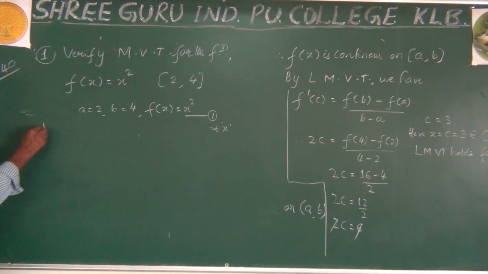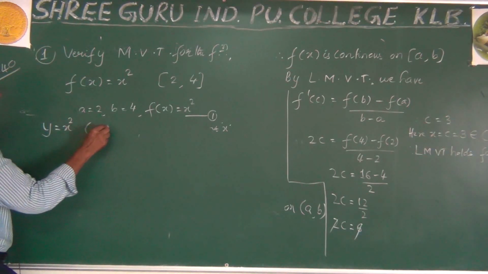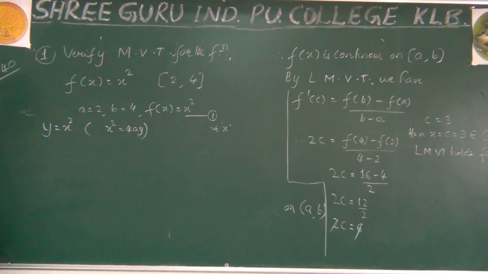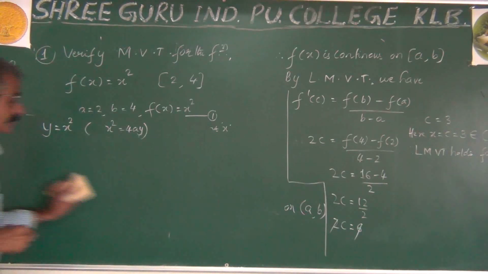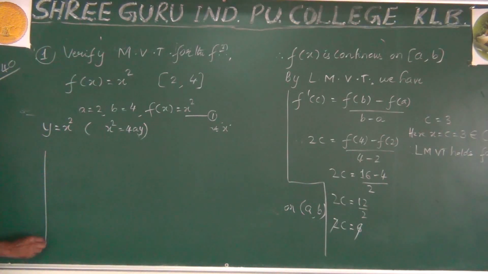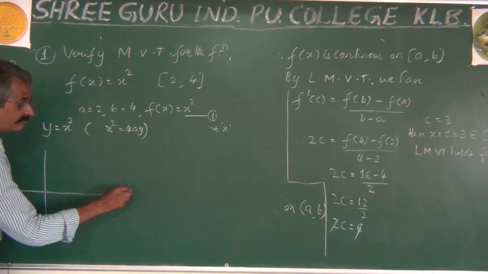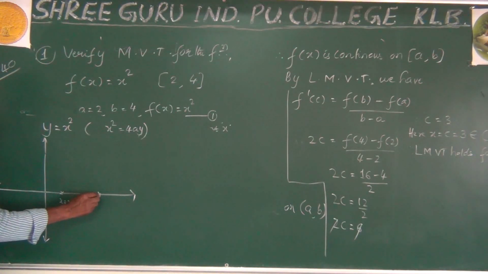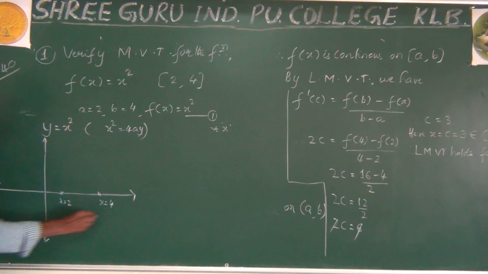First, we have the curve y equal to x square. It is just like x square equal to 4ay, which means it is a parabola opening upwards. This is roughly drawn, not with 100% accuracy. The interval is 2 to 4. This is x equal to 2, this is x equal to 4, and this is our parabola.